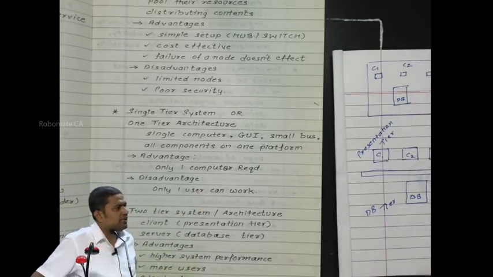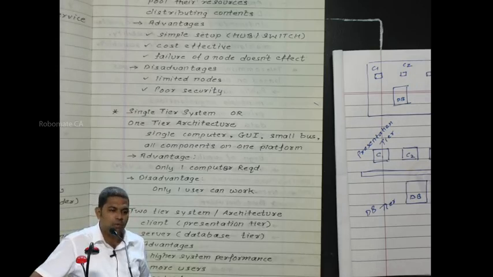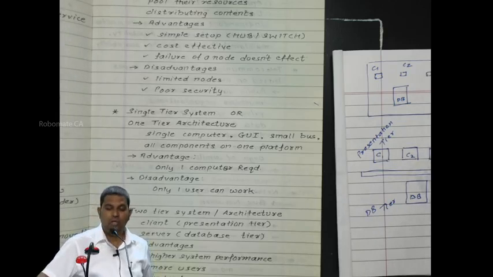Now, what is the disadvantage? Actually speaking, there is no disadvantage, but the number of users, if they go beyond 100, then the capacity might go down. Might go down, it goes down. Okay, because the capacity of the server is full now. And that is called as your two-tier system or architecture.